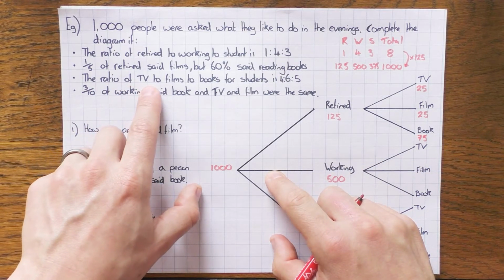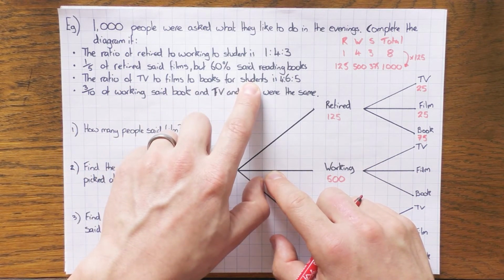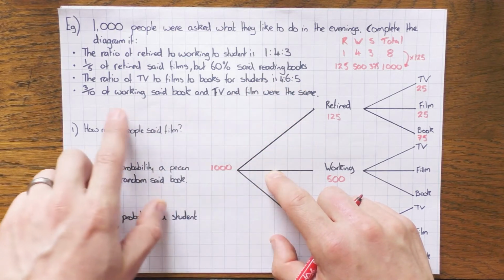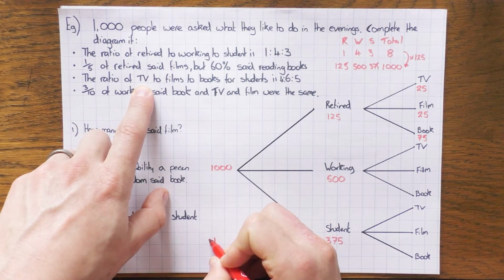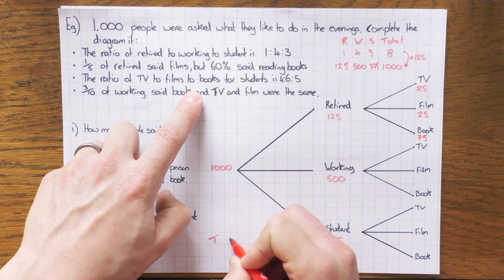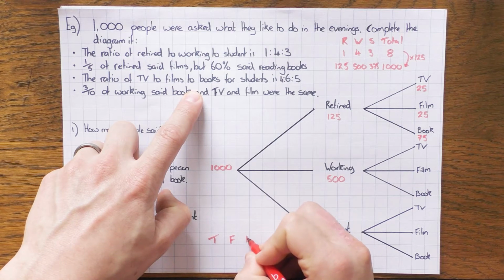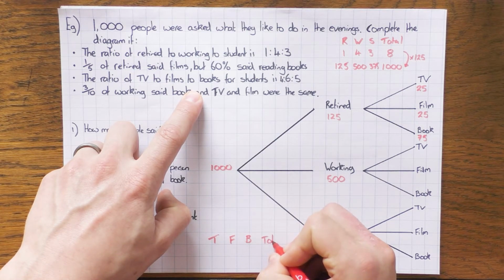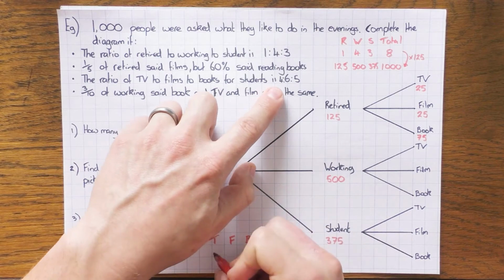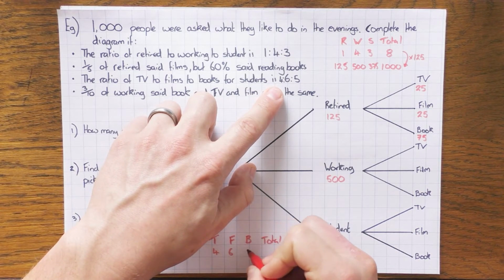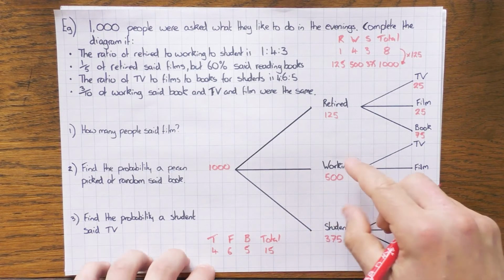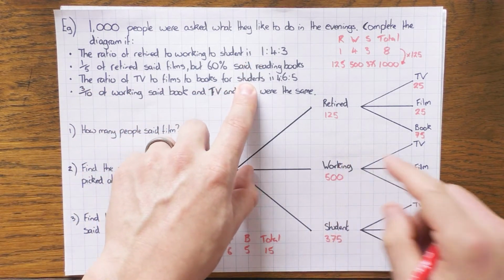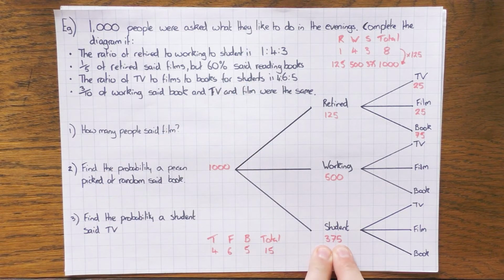The ratio of TV to films to books for students is 4 to 6 to 5. Okay, so let's draw another table down here. I've got a bit of space here. So we'll do T for TV, F for films, B for books, and then obviously we have our total. It's in the ratio of 4, 6, 5, which gives me a total of 15. Because it says for students, I know the total is 375 from before.